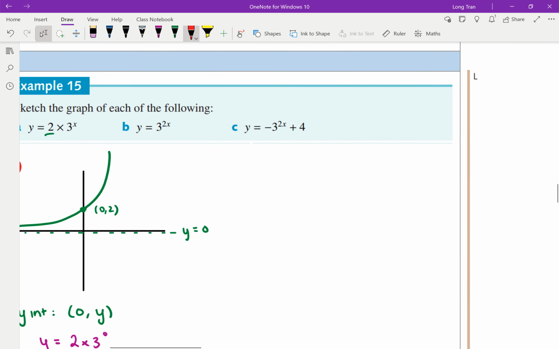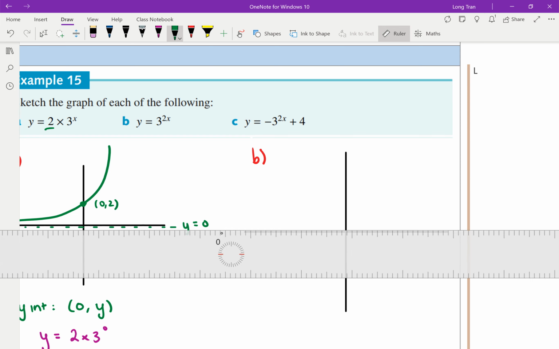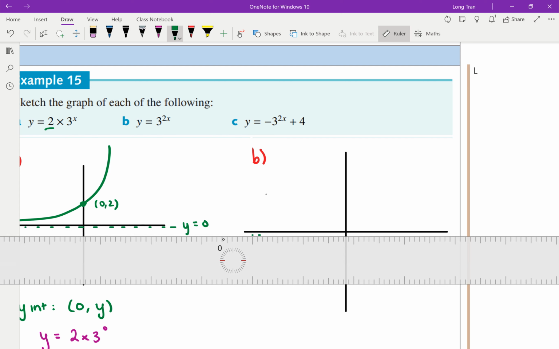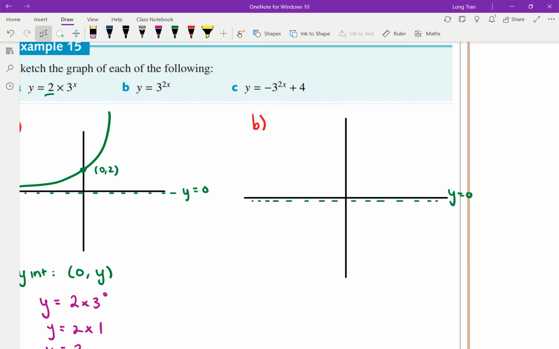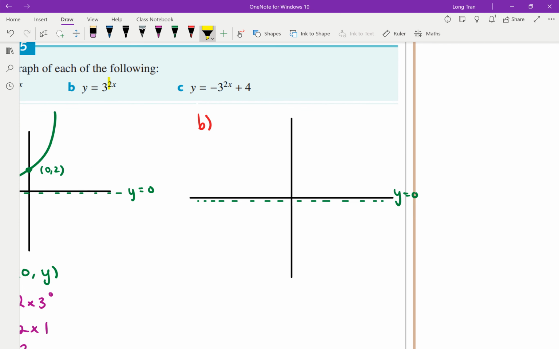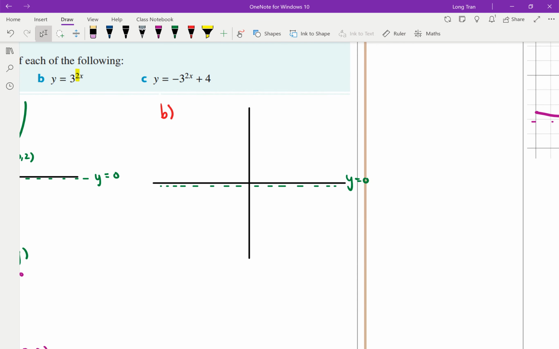Let's do part B. Part B, same idea. I'm just going to draw out my graph. So here we go. This is my graph, and what can I see from this graph? Again, there is no vertical or horizontal translation, so that means the asymptote is still at y equals 0. So I'm just going to draw a dotted line there, and that's still going to be y equals 0. And I know that that 2 there just means that it's a compression by a factor of 2, so dilation of factor half from the y-axis.